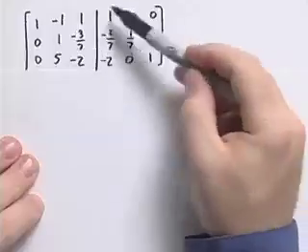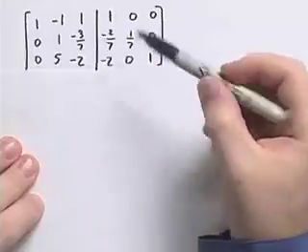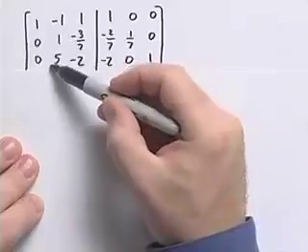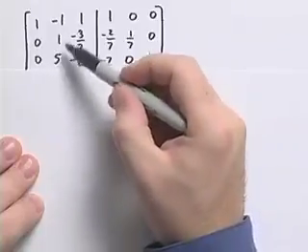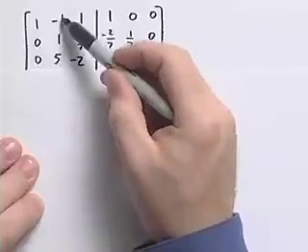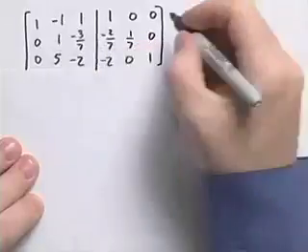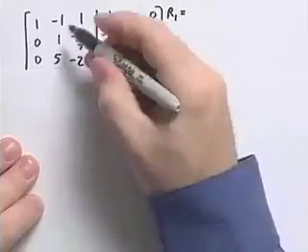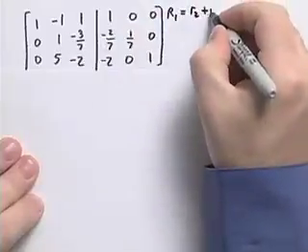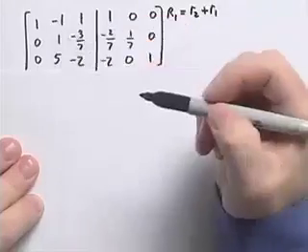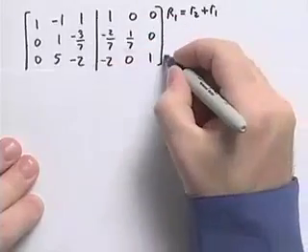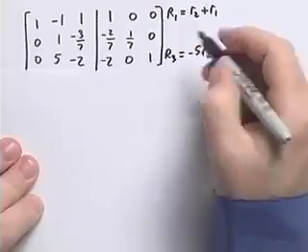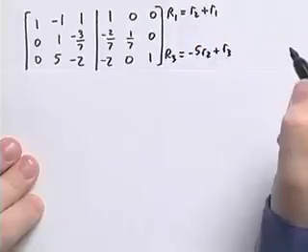Here we've rewritten our last matrix from the previous page. We've got our 1 here and our 2 entry. Our next step is to get a 0 above the 1 and a 0 below the 1. To do that, our new row 1 is going to just be row 2 plus row 1. Our new row 3 will be -5 times row 2 plus row 3.